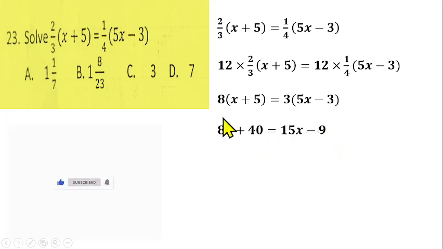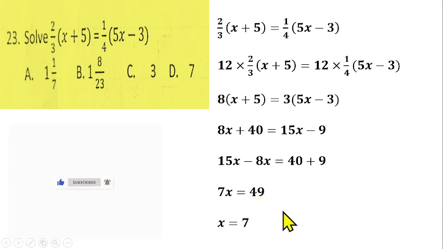If you take the like terms, you'll have 15x minus 8x equals 40 plus 9. So this 8x comes here, you have 15x minus 8x, then minus 9 comes here, you have 40 plus 9. So that should give us 7x equals 49. Divide both sides by 7, x will be equal to 7, which is option D for question number 23.